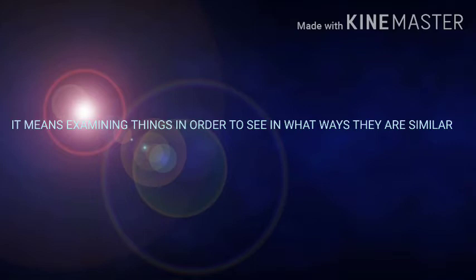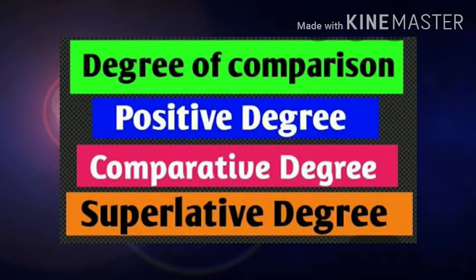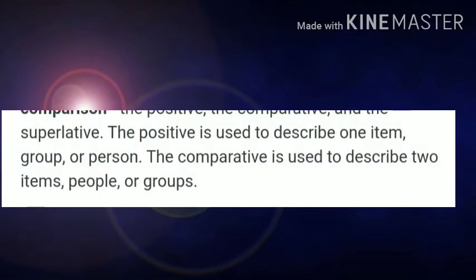In degree of comparison, there are three different forms. The first one is the positive, the second one is the comparative, and the third one is the superlative. Okay, these are the three different types of comparison. So the first one, positive.